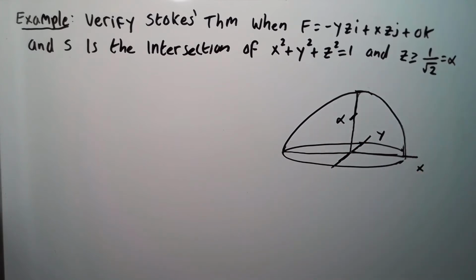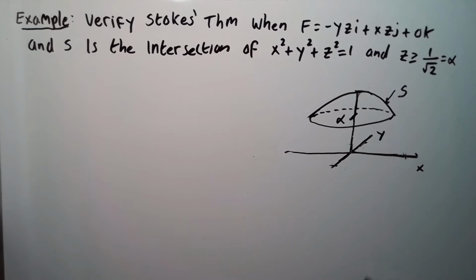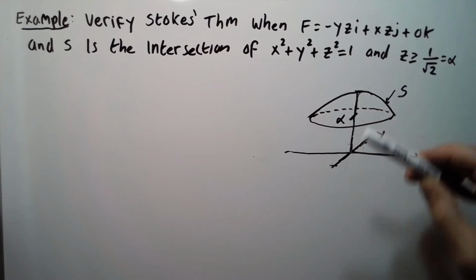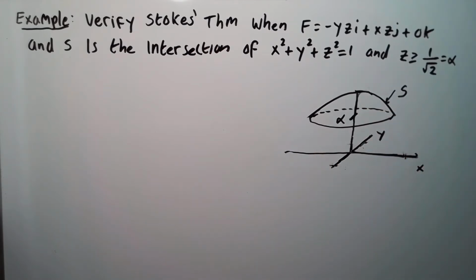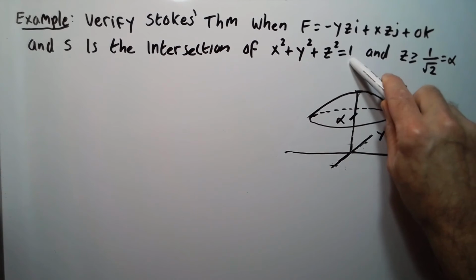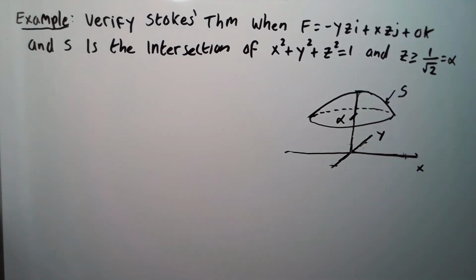So let me draw that. So it looked like this, my surface. So it's the top piece of the sphere where the z value is greater than or equal to alpha. So it's this piece up here. Now let's parameterize this. Since it's a portion of a sphere, we're going to use spherical coordinates. Here my rho value is 1. So let's use spherical here with rho being 1.